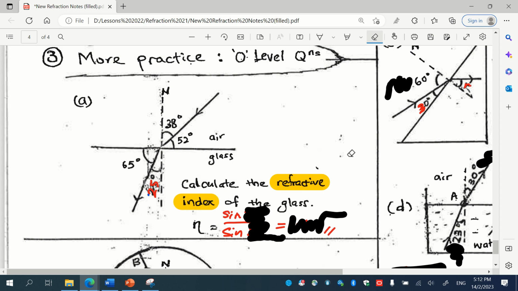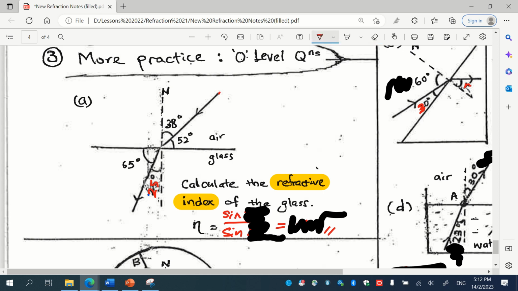Now which angle over which angle? What must you first do? Do I use 42, 52, 25, 38, 25, or 65, 38? Very confusing, right? That's why right from the beginning, the fundamental is to identify your angle I and the angle R. So can you first tell me who is your angle I, who is your angle R?